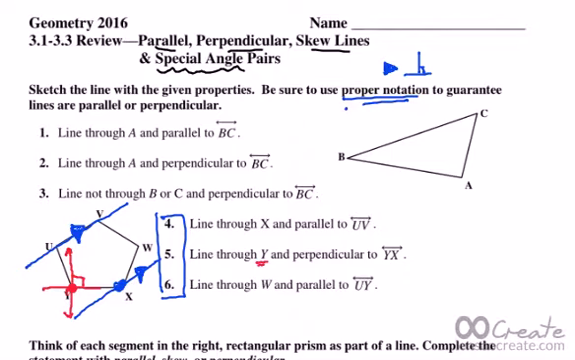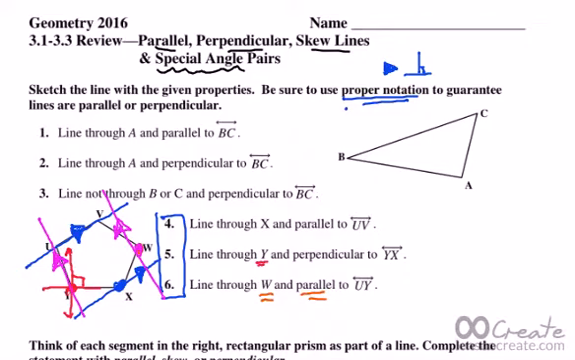Finally, the last question is going to ask us to make a line that goes through W. So we're going to put a dot on W, parallel to UY. So here's my UY line right here. And if we're going to go through W, parallel to that, that would be a line that runs in this direction.